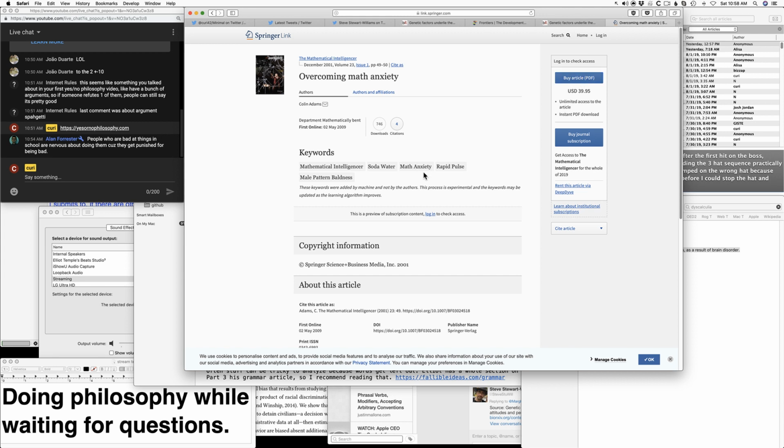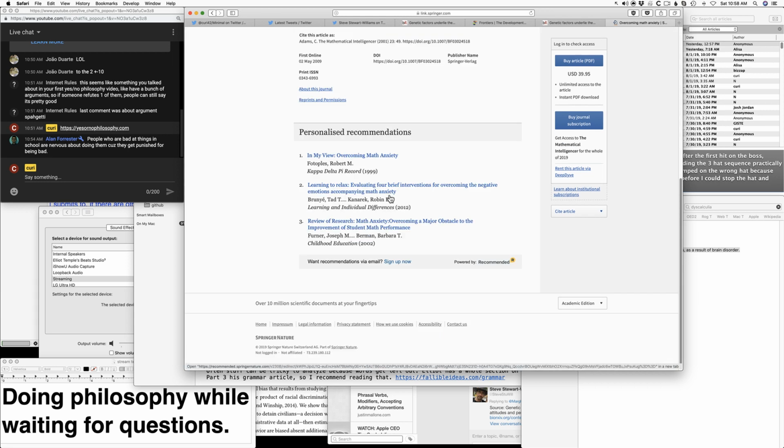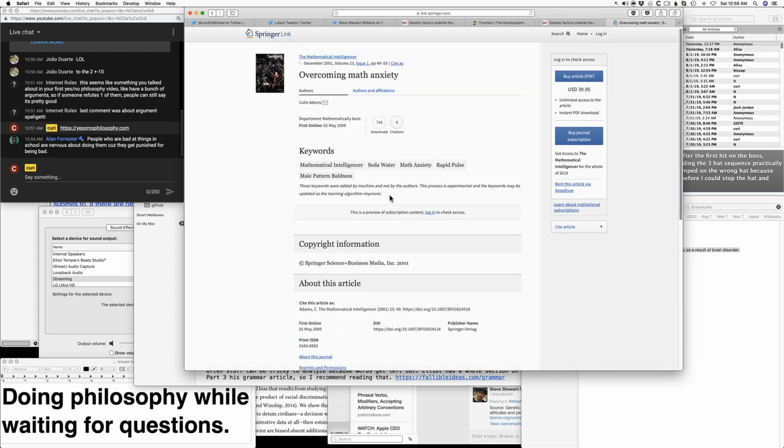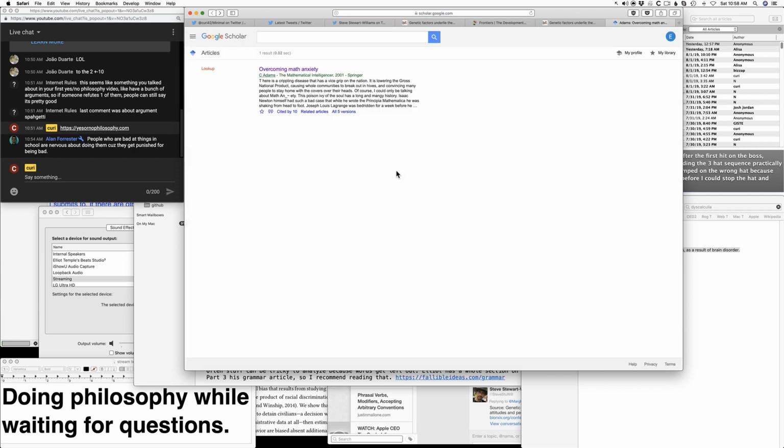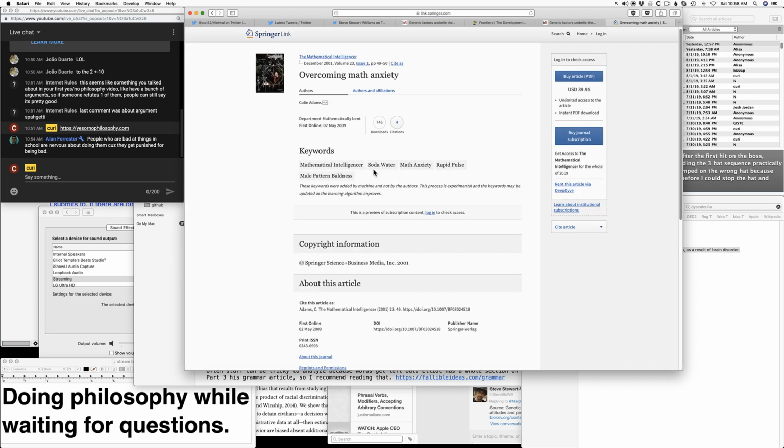PDF, $40. Are they at least gonna give me the fucking abstract? Well, I noticed male pattern baldness as one of the keywords. Wait, soda water? Like, what the fuck? And there's no abstract. Male pattern baldness, soda water. What the fuck? Wait, there's some abstract, but not on this page, but Google Scholar has it?